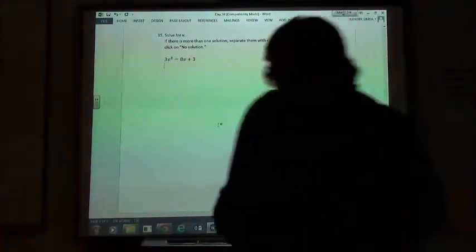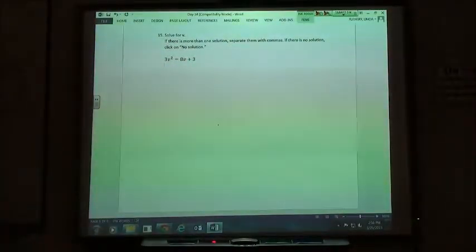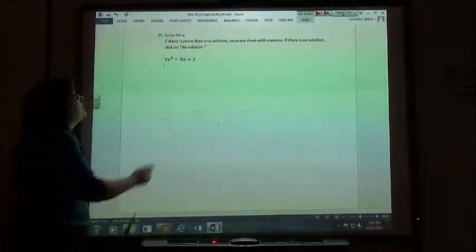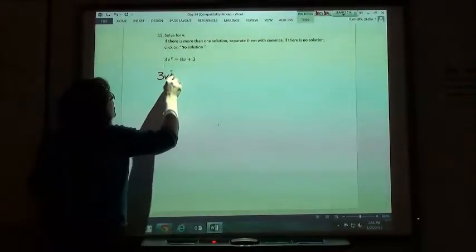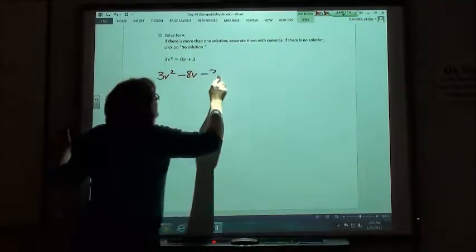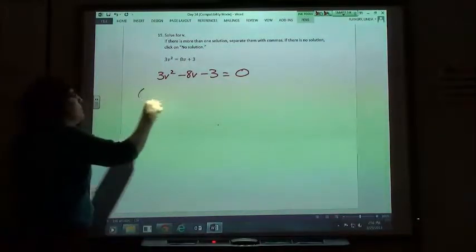All right. So number 15 says solve for v. If there is more than one solution, separate them with commas. If there's no solution, click on no solution. It's a quadratic expression. We need to set it equal to 0. So 3v squared. We've got to minus the 8v to move it over, and minus the 3, and it's going to equal 0. So I need to solve that by factoring.